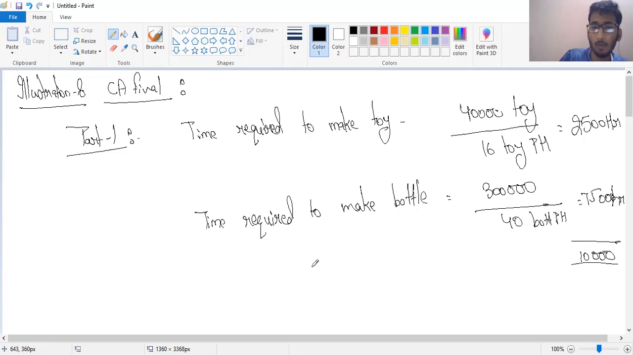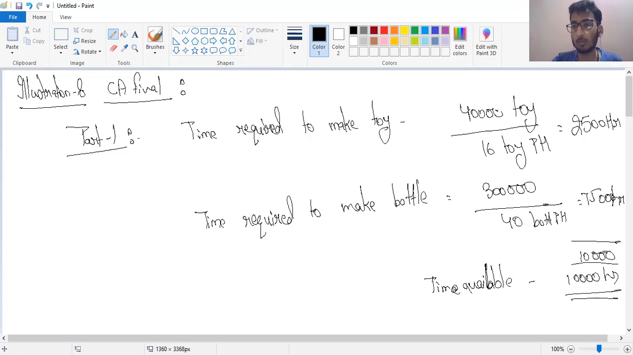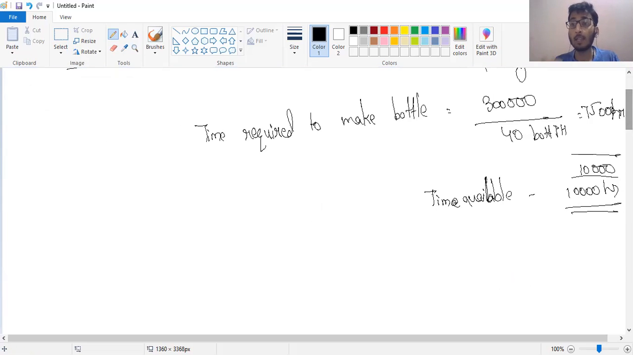And time available is also 10,000 hours. So basically time is not a constraint in this question. Okay, so let's analyze what would be the profitability if we accept both the orders.